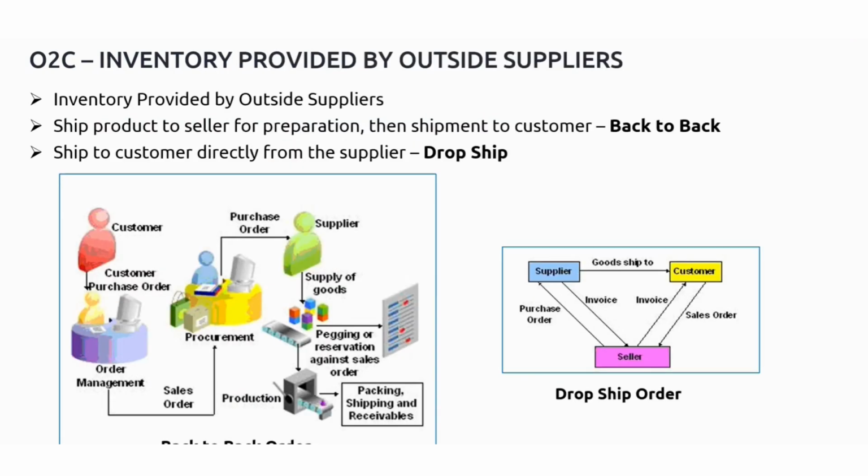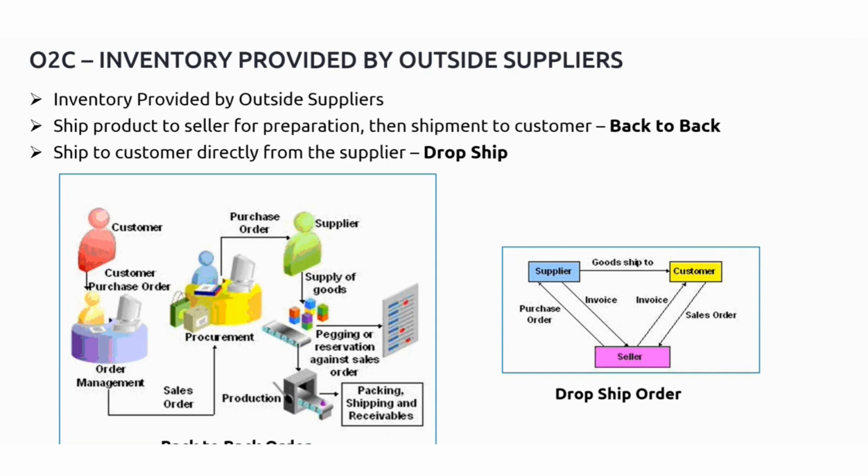There are a few orders where you need to have the inventory provided by outside suppliers. So in this case, we have two types of flows. One is the back-to-back order flow and another one is the drop ship order flow. Okay. So in back-to-back, what will happen? You will first receive a sales order.